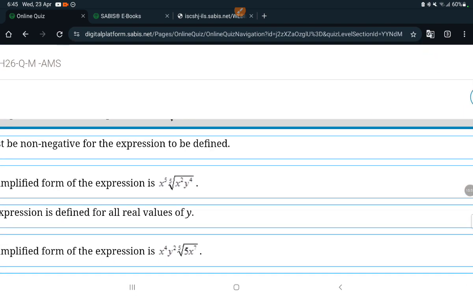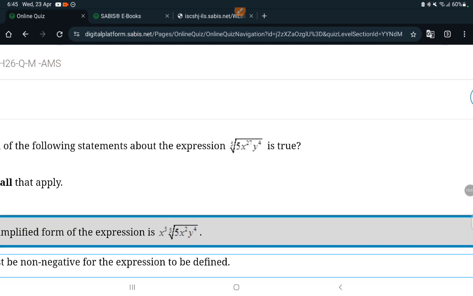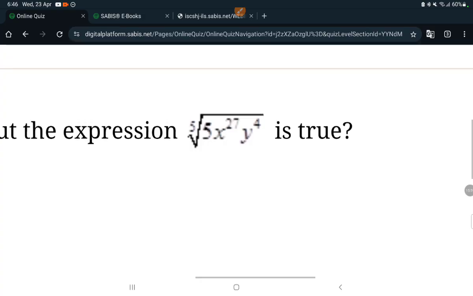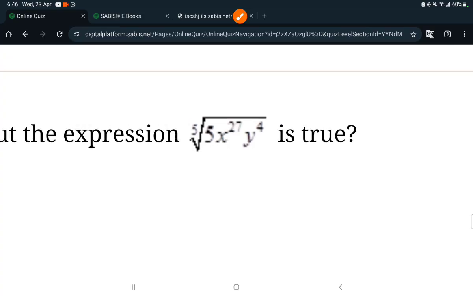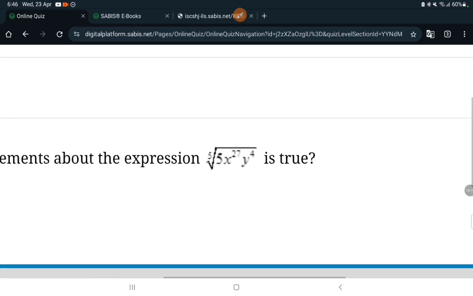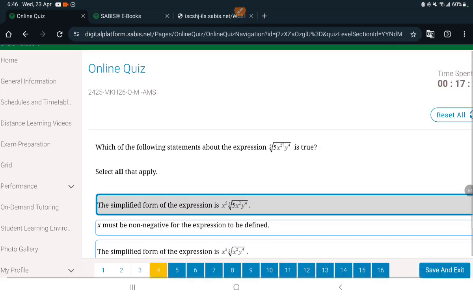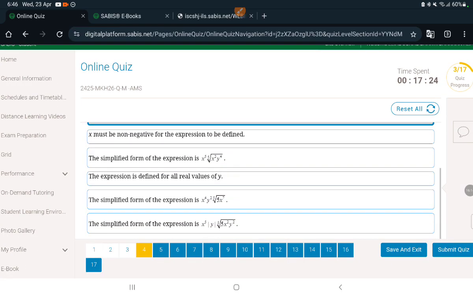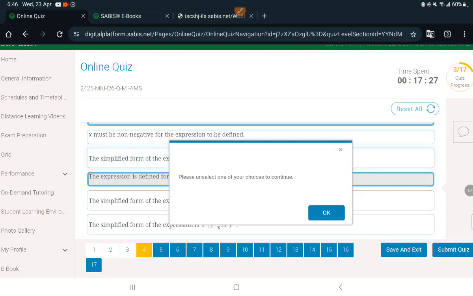The expression is defined for all real values of y. That is true because, first of all, y cannot be negative anyway, and even if it was negative, it won't matter, because it's an even exponent. Yeah, look.